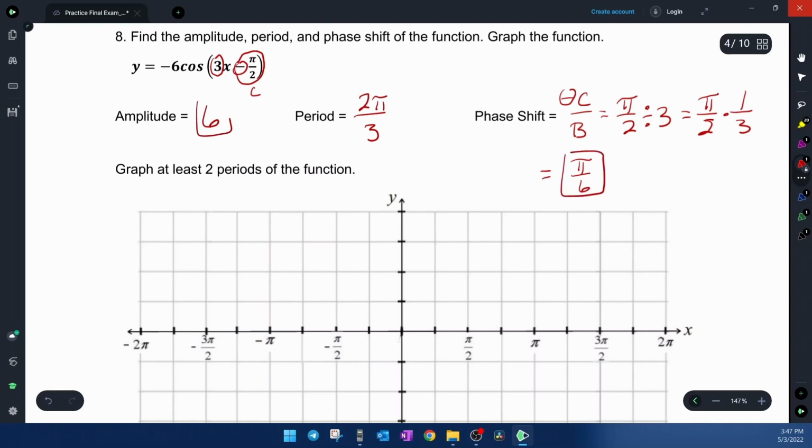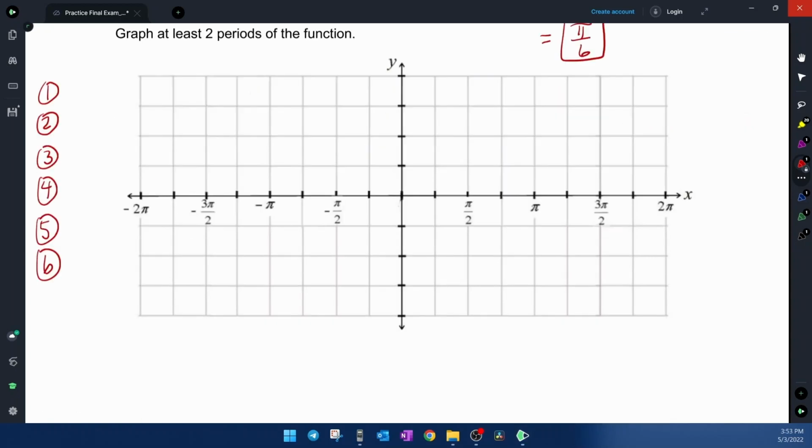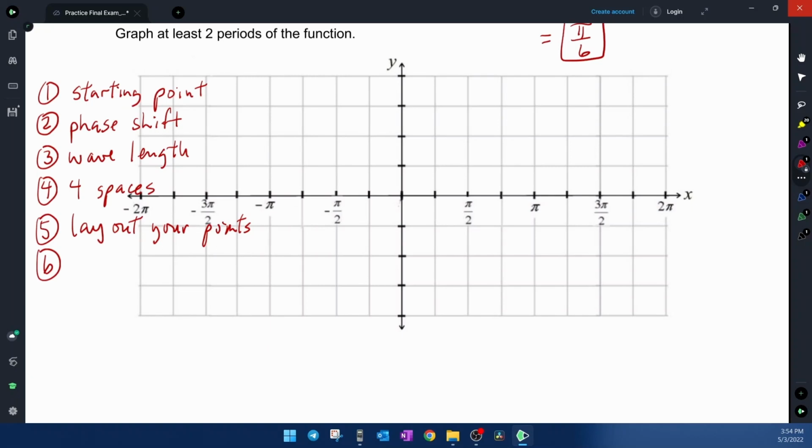And now that we know the amplitude, period, and the phase shift, we can graph this equation. We're going to follow our 6-step method for graphing sine, cosine, secant, or cosecant. And those steps are: step number 1, starting point. Step number 2, phase shift. Step number 3, wavelength. Step number 4, 4 spaces. Step number 5, lay out your points. And step number 6, connect the dots.